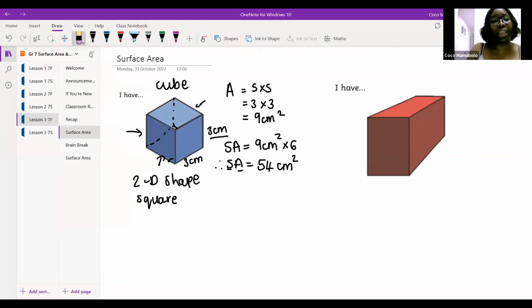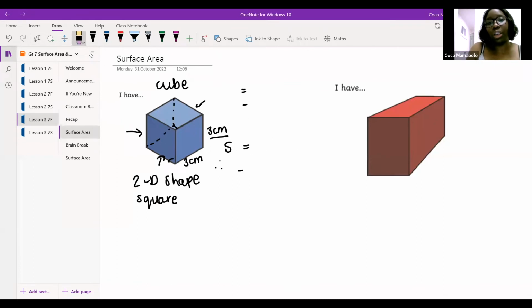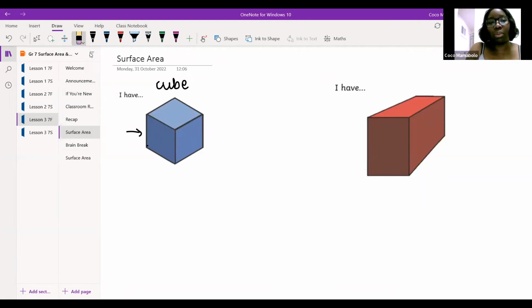I want us to try that again because this one is quite tricky. I'm going to keep the formula up so that we know how to do this. We are still looking at the cube. Now I'm going to tell you guys that this side over here is 5 meters. And the area of a square is side times side. Keisha, what am I going to do first?